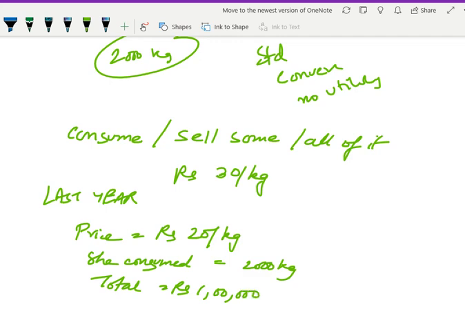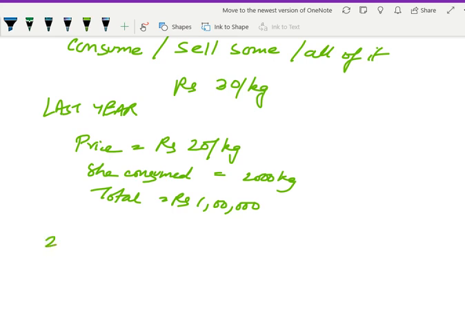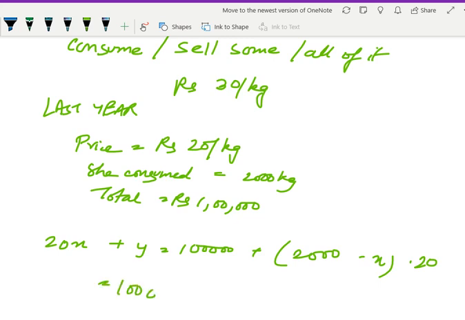So what is the budget constraint? The budget constraint will be 20x plus y is equal to 1 lakh plus (2000 minus x) multiplied by 20. So it's 1 lakh plus 40,000 minus 20x, or we can say 1 lakh 40,000 minus 20x.